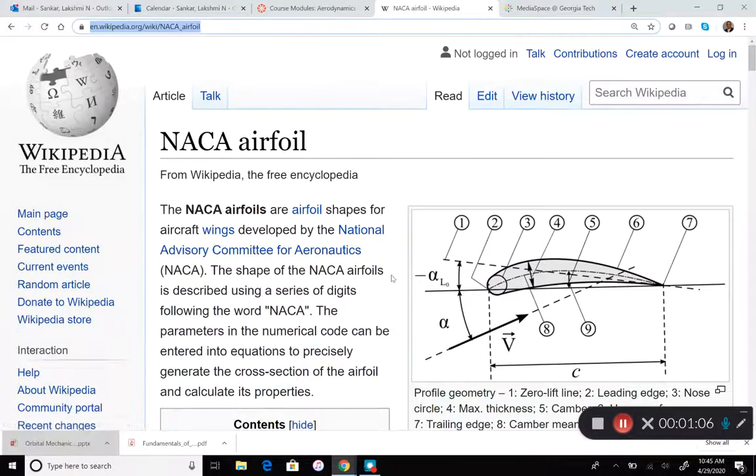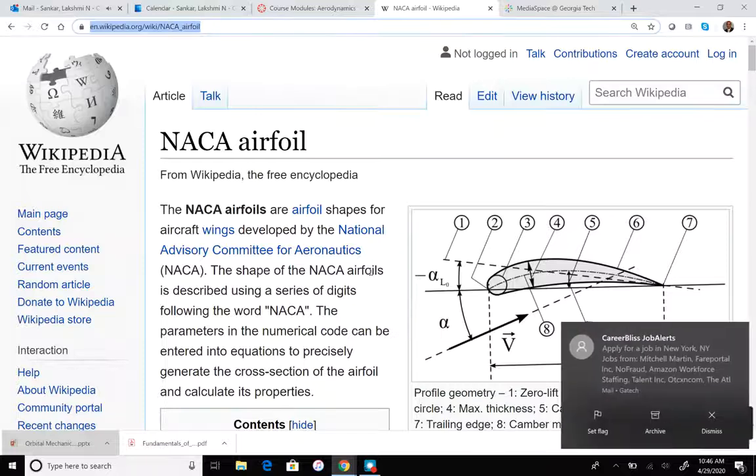Today, we are going to talk about how NASA started naming their airfoils and what is the convention that they followed. I have a web link to this particular website in our Canvas site, so you'll be able to revisit this site anytime and read up more on this.